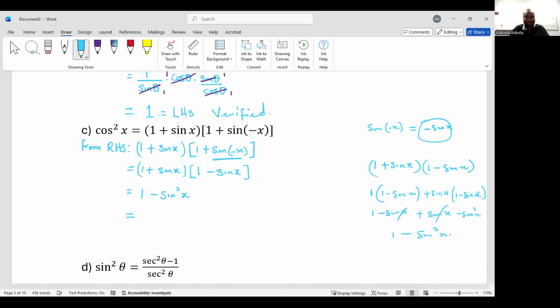And remember, 1 minus sine squared of x, there is a relationship. We do know that cosine squared of x plus sine squared of x is 1, the Pythagorean identity. So if I move this to the other side, I will have that cosine squared of x is 1 minus sine squared of x. So that means here I will have cosine squared of x, which is exactly my left-hand side. That is my left-hand side. So verified.